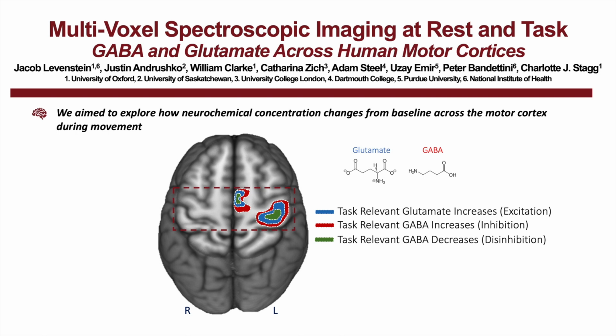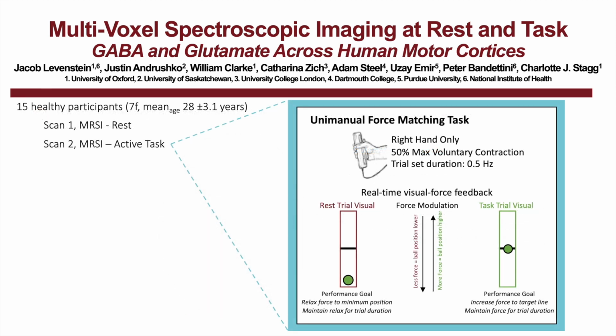Now, those hypotheses aside, understanding where neurochemicals are changing in response to a task is a relatively new area and not much is known. The study that I'm presenting today involved 15 healthy participants completing a single session involving a resting MRSI scan, where participants had their eyes open and were instructed to maintain a soft gaze on a fixation cross, and an MRSI active task.